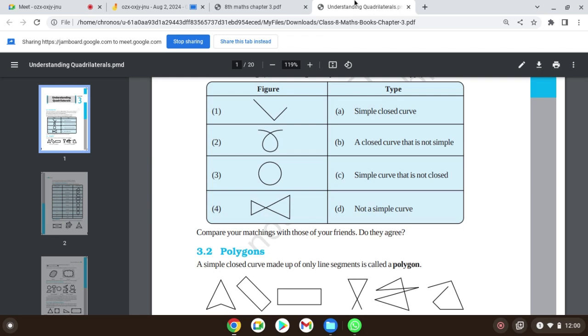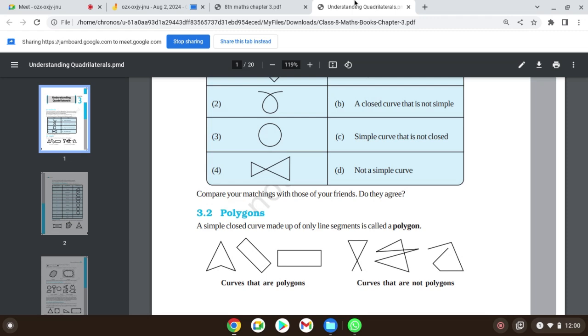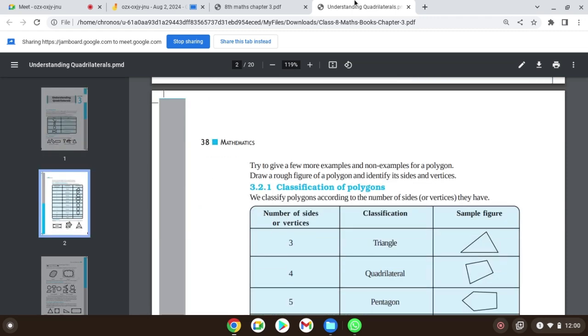You have to remember that curves that are closed and straight lines that are closed go into the group of polygons. If we have any 3D shapes, they will not be counted in polygons. Curves that are open and lines that are open will also not count as polygons. Okay? Good. Now we are done with the examples and non-examples of polygons.